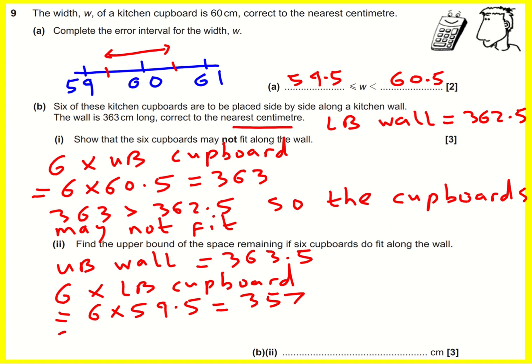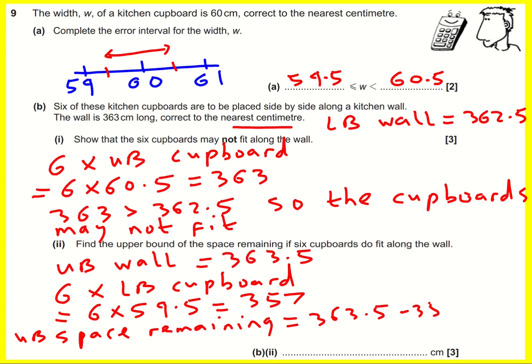So the space remaining, in this case, the maximum possible space remaining, so I really should write the upper bound, will be the difference between these two, which is going to be 6.5 centimeters.